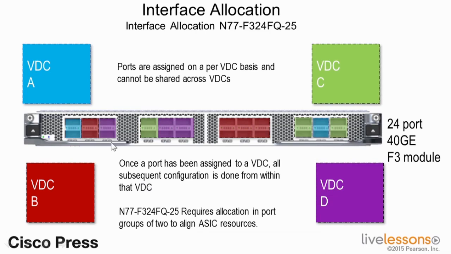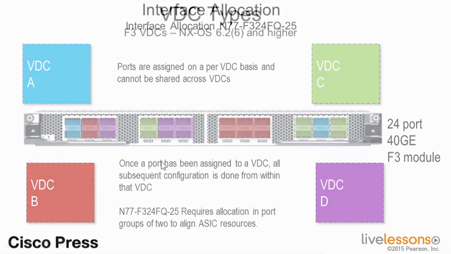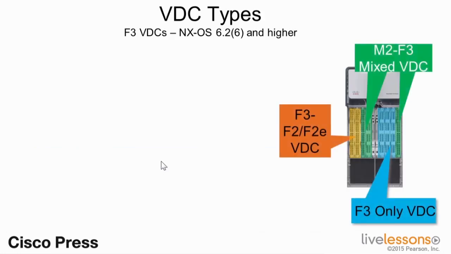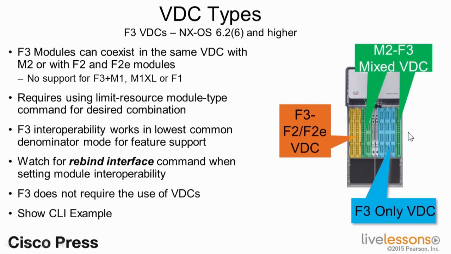Now, if you didn't want to do any VDCs, you can put this whole I/O card in a single VDC and just have all ports be a member of a common VDC. So if I look at VDC types, again, I'm looking at 6.2(6) and higher. Here is a chassis which has different I/O cards, and I can do different types of VDC types. And I'll go through some examples of different types, like admin VDC versus default VDC.